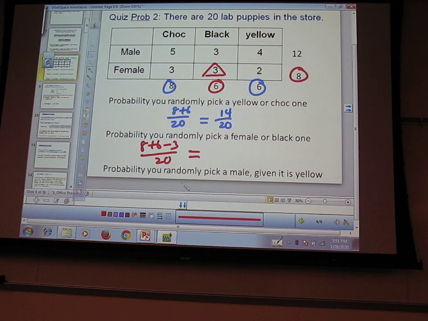Or you might have done it the other way, which is just looking at it saying, okay, female, that's these 3, and black, that's these 2. Just add up those 4. You could totally do that. So then you get 3 plus 3 plus 2 plus 3 over 20. Either way, you end up with 11 over 20. Doesn't matter which way you do it.